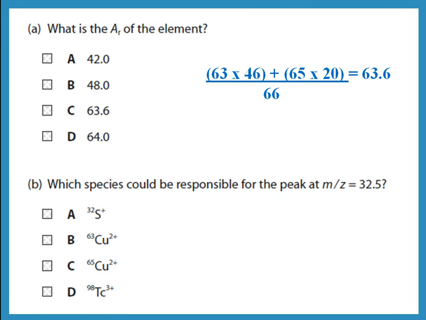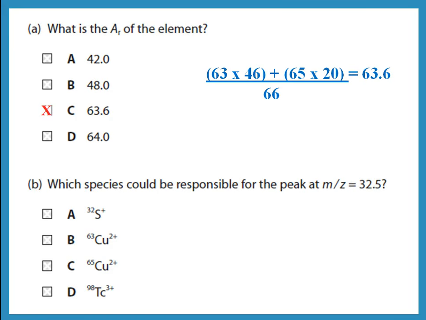So we used to say the mass times the percentage plus the mass times the percentage, over 100. This is not a total abundance of 100. This is a total of 66. So actually this is over 66. So that means that the atomic mass is 63.6.